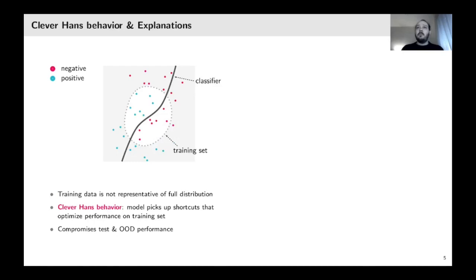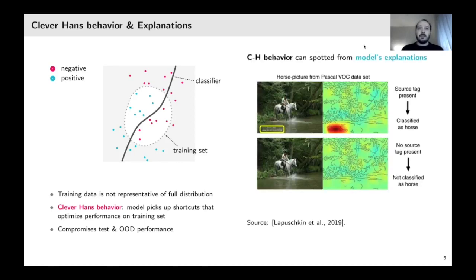As Öznur mentioned, machine learning models that learn from data are prone to picking up confounds and shortcuts from the data. This can occur, for instance, when the training data is not representative of the data distribution on which the model will be applied. One common scenario is that the training data is too small for the task at hand. This leads to so-called clever hands behavior. What this means is that in order to maximize the accuracy on the training set, the model ends up relying on features that correlate well with the desired outcome in the training data, but that are not causal for it. This compromises test set and out-of-distribution performance.